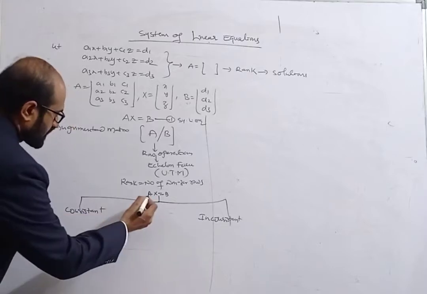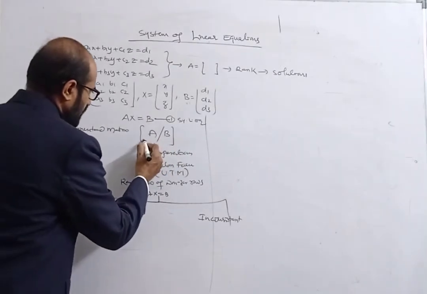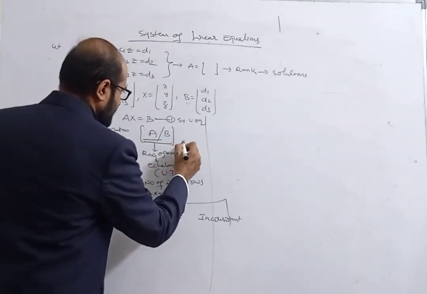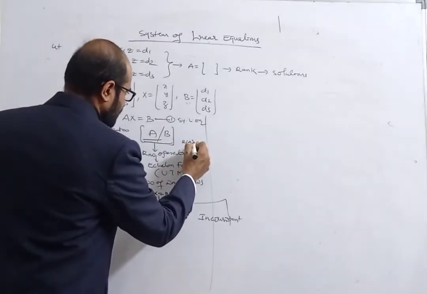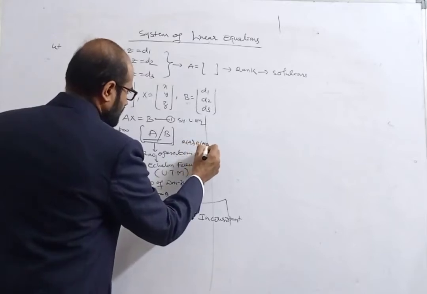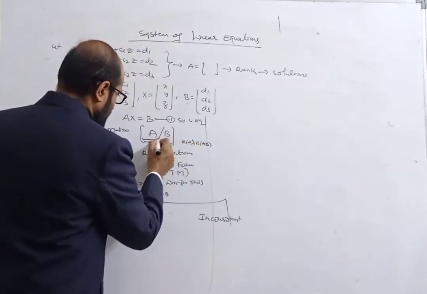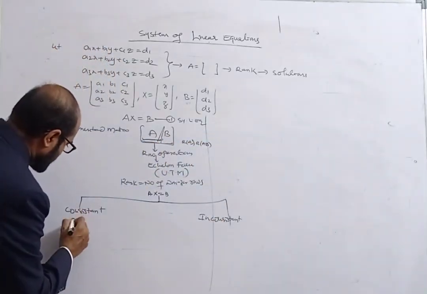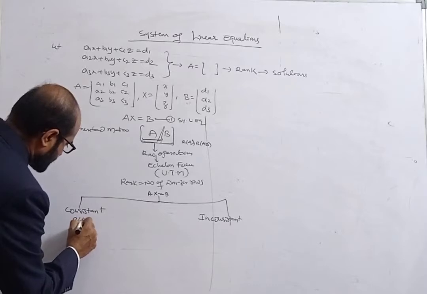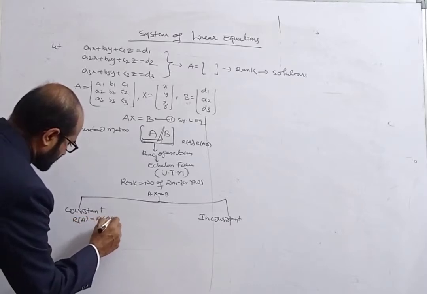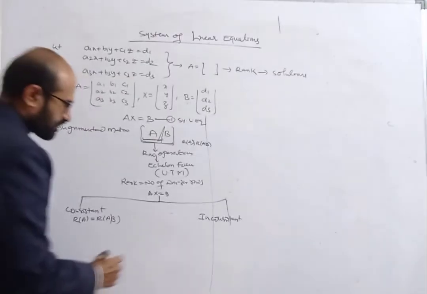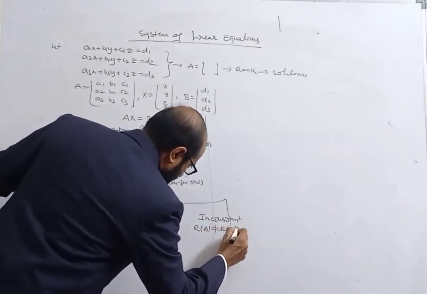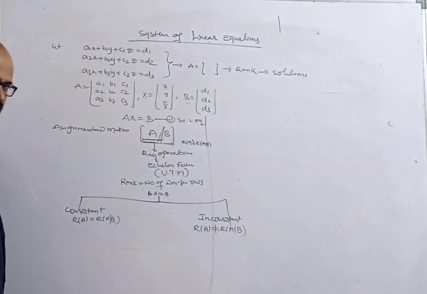Consistent, it means, here the augmented matrix is there, no? Up to here this is the A matrix and this is the AB matrix. So here you can find the rank of A and the rank of AB also, right? If the rank of A is equal to the rank of AB, then we can say that it is consistent. If the rank of A is not equal to the rank of AB, then it is called inconsistent.